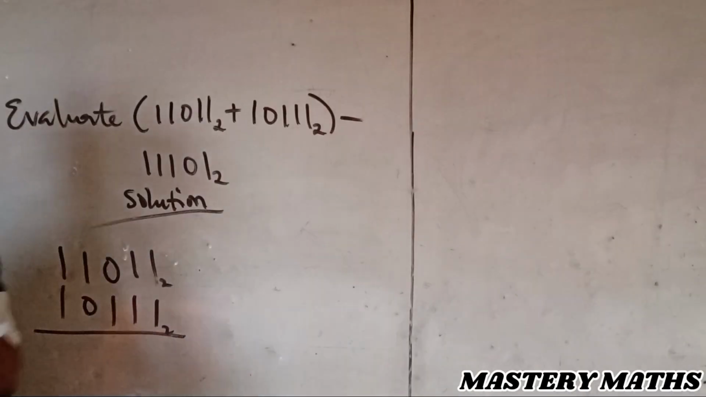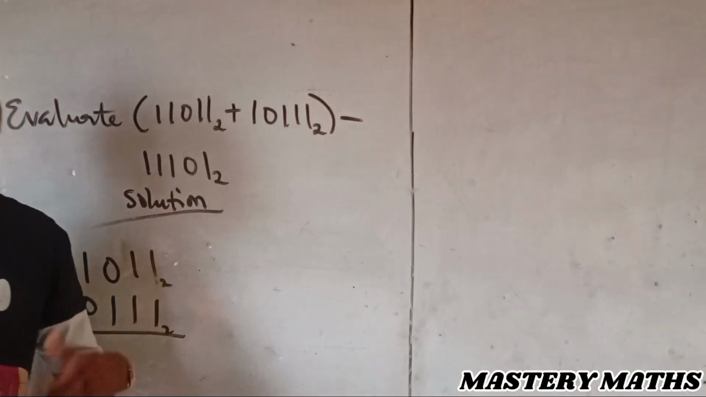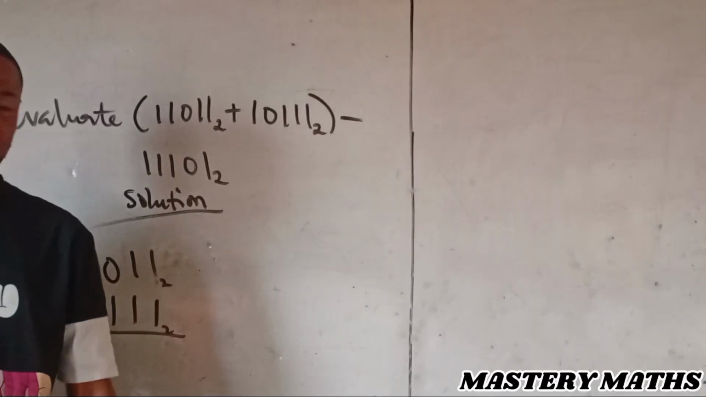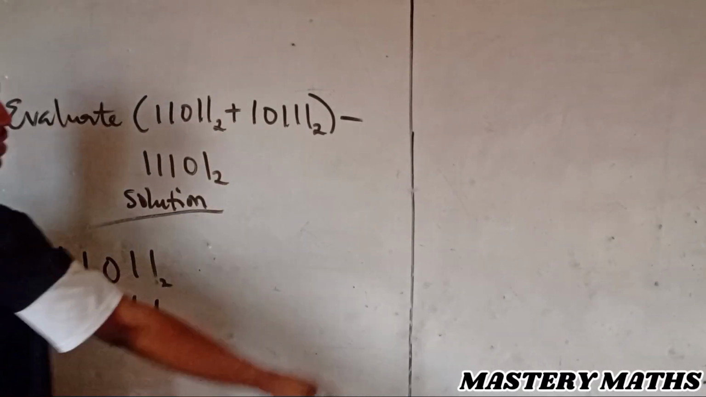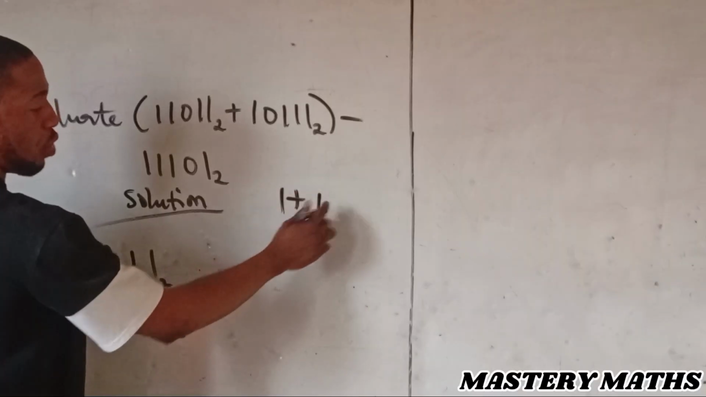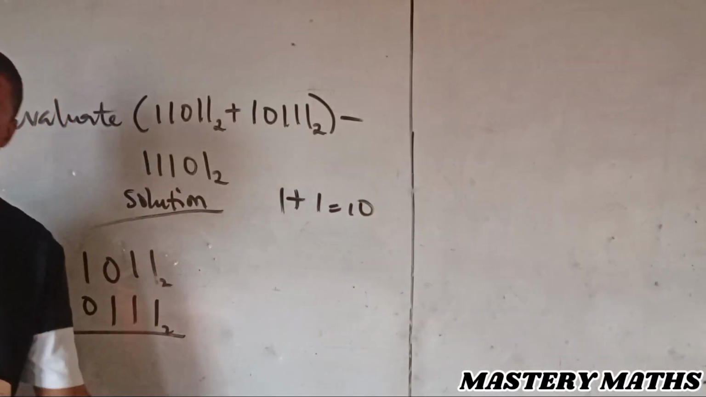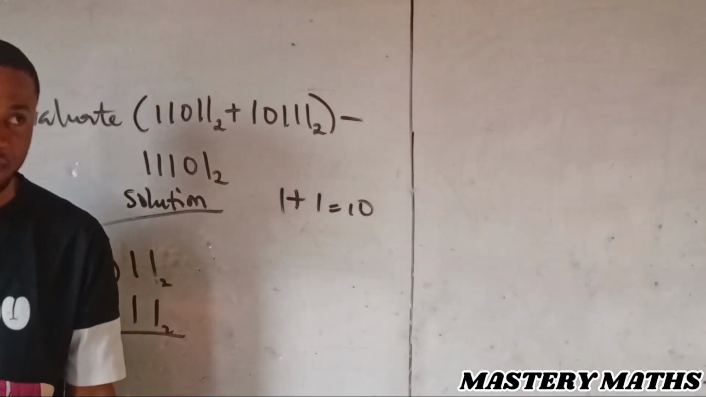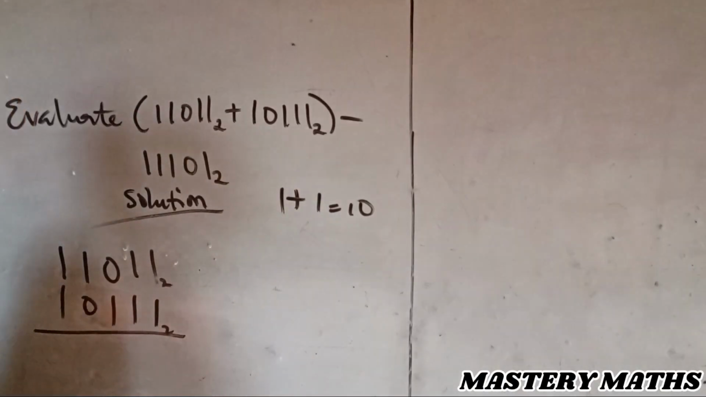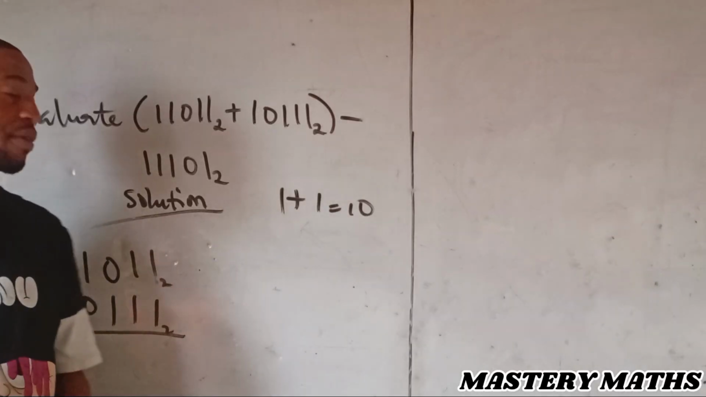In binary, 1 plus 1 is 10. You want to ask me, how is 1 plus 1 10 in binary? It's very simple. Look at it. You have 1 plus 1, 10. How is 1 plus 1 10 in binary? I want to shock you right now. First of all, this is how you get your 1 plus 1 10 in binary.